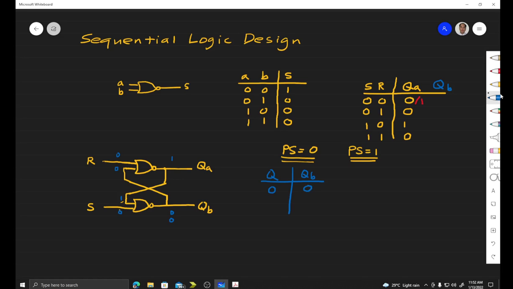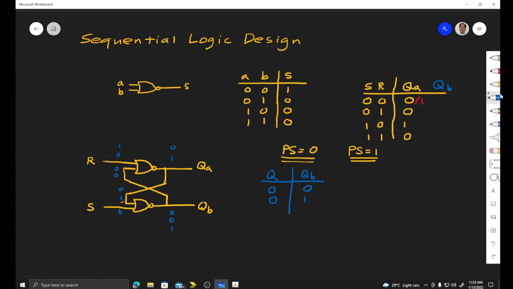So this is QB is 0. Then our present state now is 0. So we have here 0, so we input here 0. Then for input R equals to 1, here we have 1, 0. Then the output is 0. So we have here 0. Then for input S equals to 0, suppose we have 0, 0. So our output is 1. So our next state is 1.